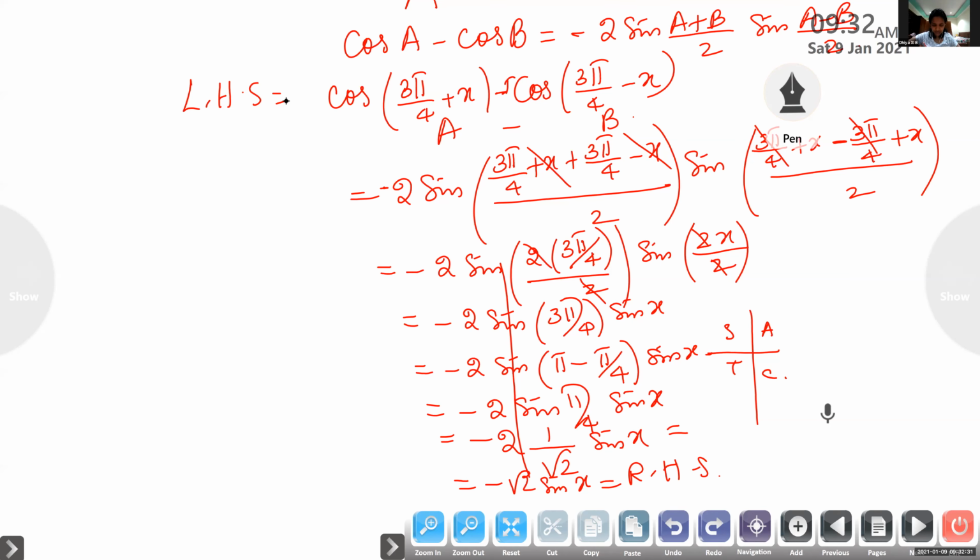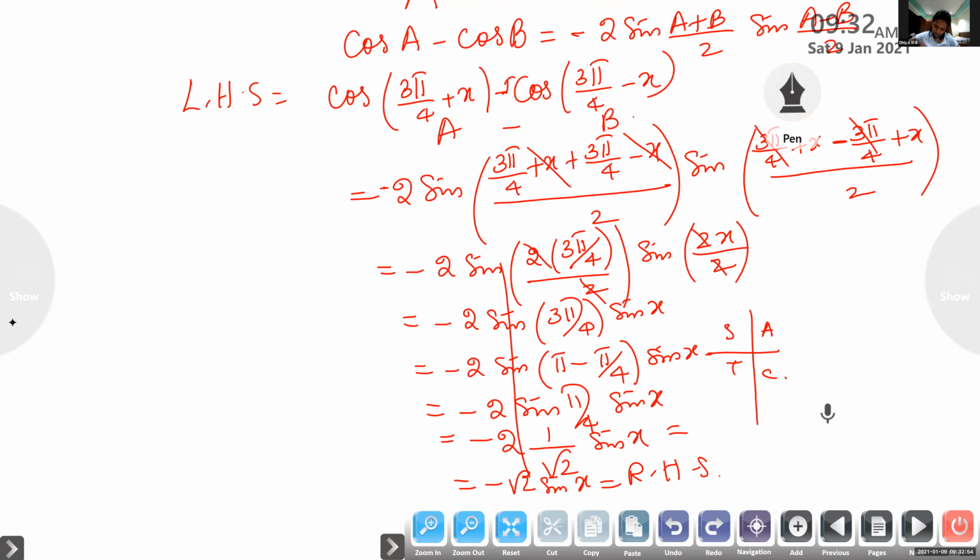So children, once again I'll explain this. This model is important. Cos C minus cos D, or cos A minus cos B, is minus 2 sine of A plus B by 2 into sine of A minus B by 2. When you put minus, minus is common for the whole term.